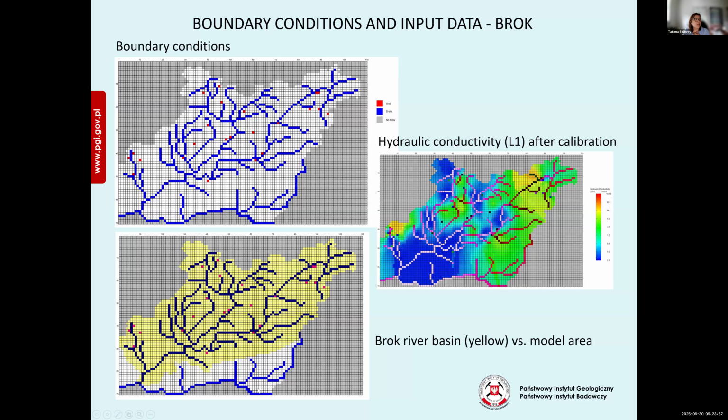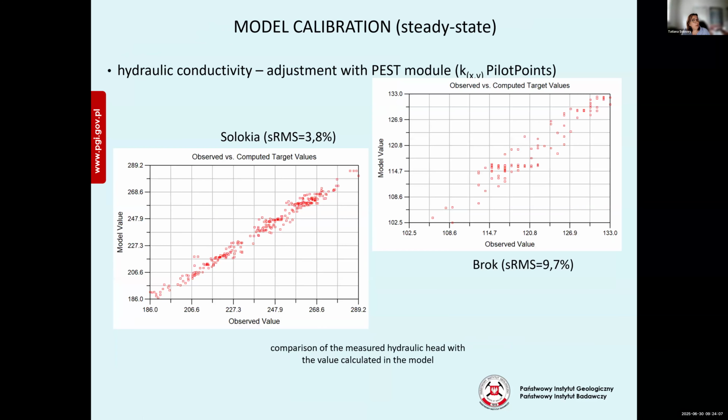Only the results for the Brock catchment, the yellow area, were used for water balance analysis. The high hydraulic conductivity values refer to areas outside the catchment within the model domain. Hydraulic conductivity doesn't exceed 32 meters per day. Calibration of the hydraulic conductivity was carried out using the PEST model.